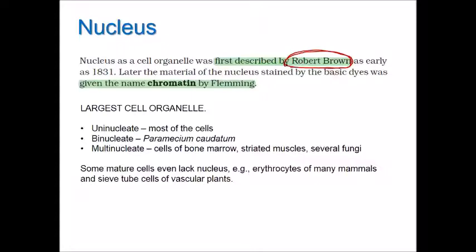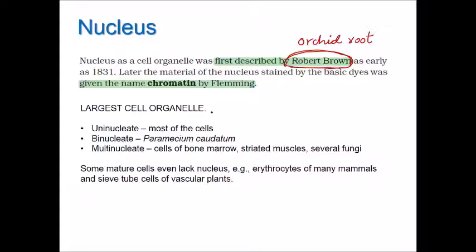Oak tree, I guess. Oak tree was used by Robert Hooke. So that was for observing cells for the first time. So this is Robert Brown who discovered nucleus. If you remember, he used orchid root cells, orchid epidermis. Orchid root epidermis is the outermost layer. So orchid root epidermis was used by Robert Brown for studying the structure of nucleus.